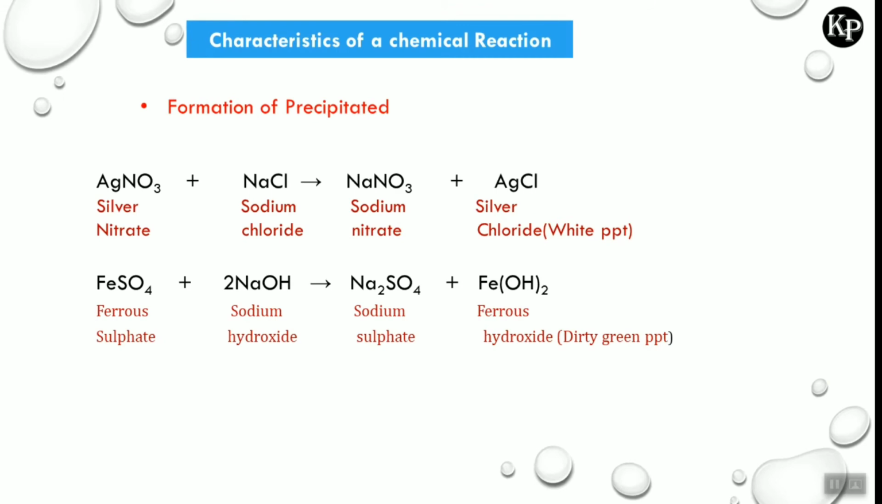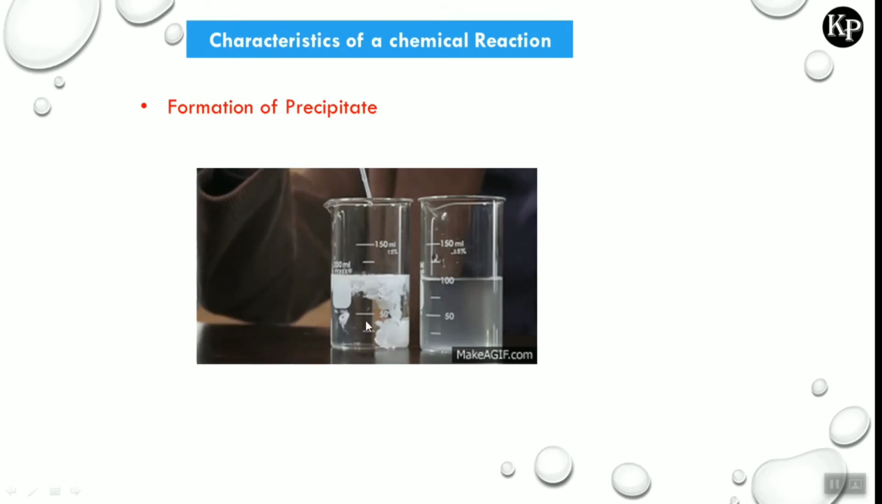Next, formation of precipitate. In this reaction, a precipitate is formed. See here, silver nitrate when reacted with sodium chloride, the formation of sodium nitrate and silver chloride. This silver chloride is nothing but the white precipitate. In the second reaction, ferrous sulfate when reacted with sodium hydroxide, the formation of sodium sulfate, as well as a dirty green precipitate of ferrous hydroxide. You can see the figure here, this type of precipitate after reaction, the white precipitate is formed.